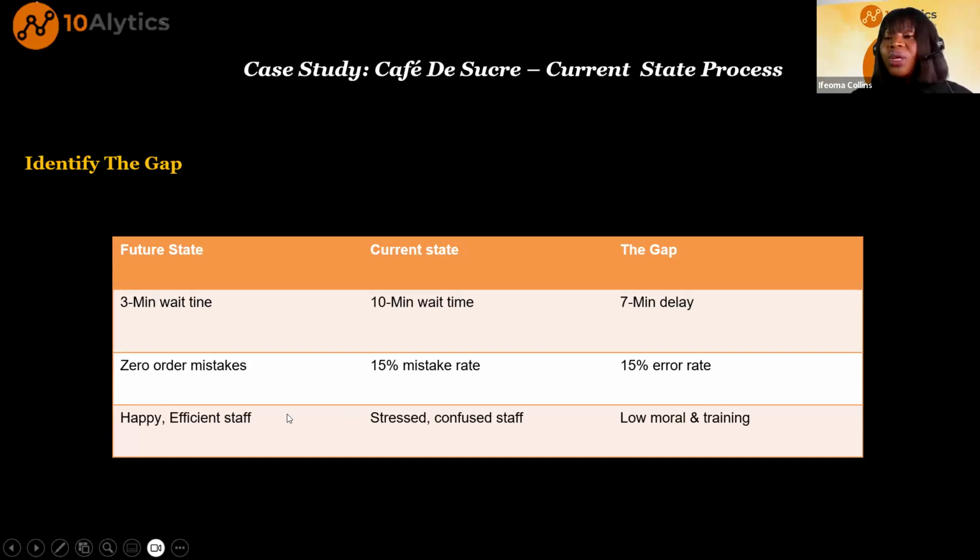And what will happen in the future state, after you have carried out your gap analysis and you profess the solution to them, is that they will have happy customers and efficient staff. The current state right now is that the customers are not happy, staff are stressed, they have low morale, and they have no training.